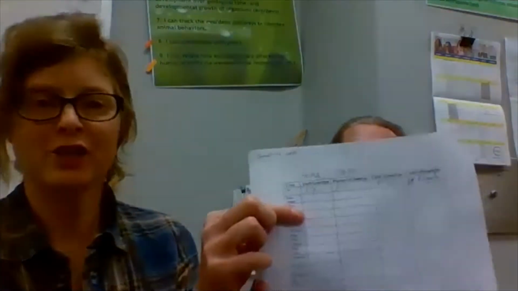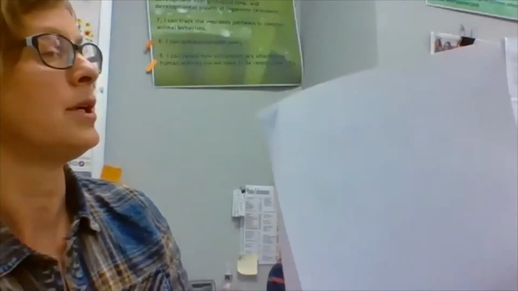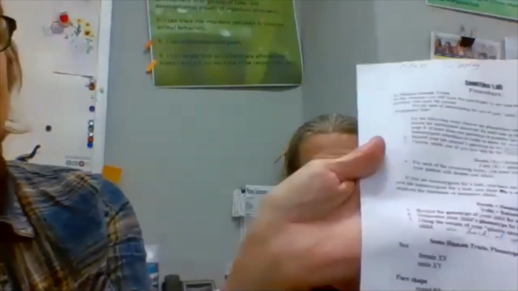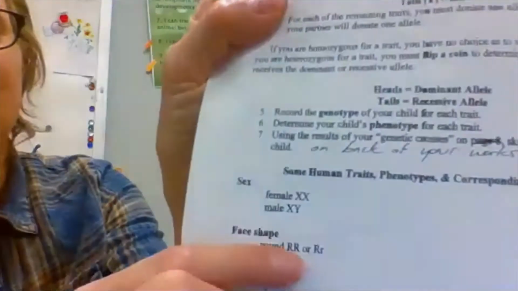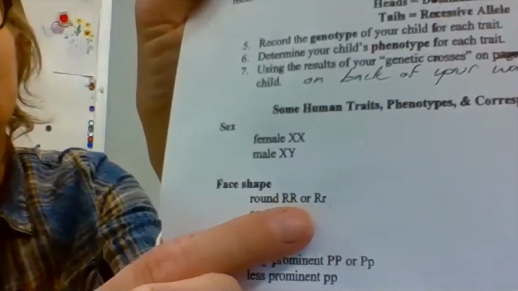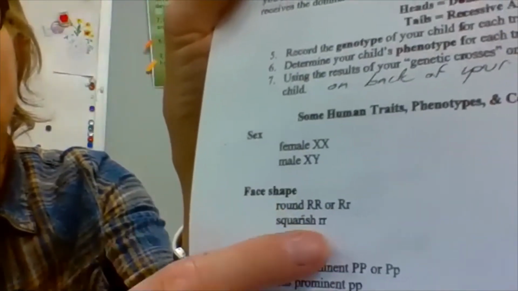Okay, so here's how this will work. The first one is face shape. When I look at face shape on the instructions, go to the right page, why do I not see it? Okay. Oh, it's on the front. We're there. Face shape.